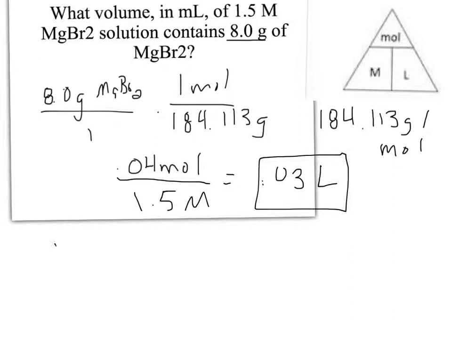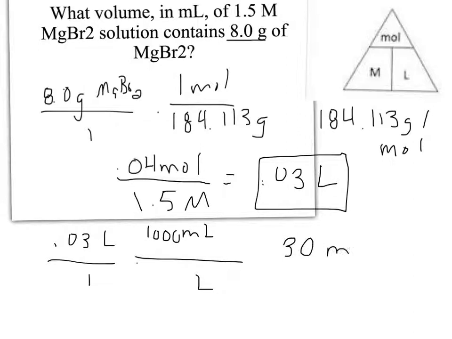Now let's convert these liters into milliliters. We're going to start with 0.03 liters over 1 times, so we're going to have milliliters on the top, liters on the bottom. There are 1,000 milliliters in 1 liter. Multiply that together, and we end up with 30 milliliters. Fantastic. That was a hard problem, and we got through it. Excellent.